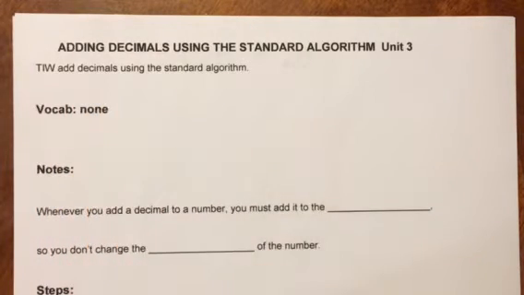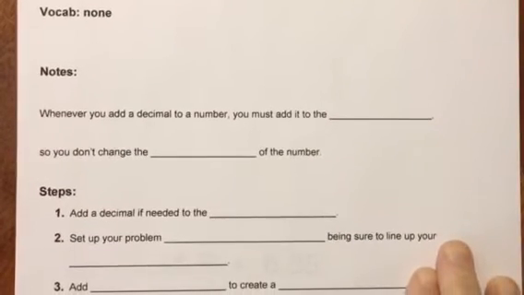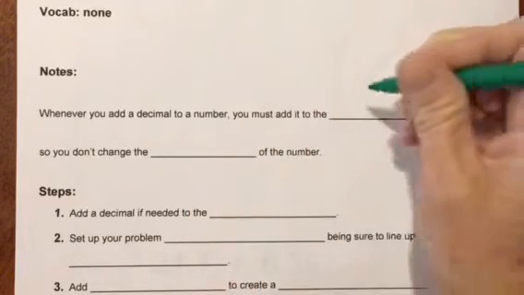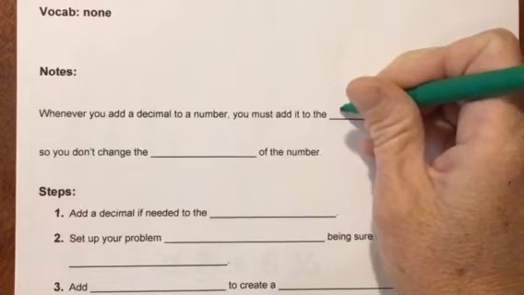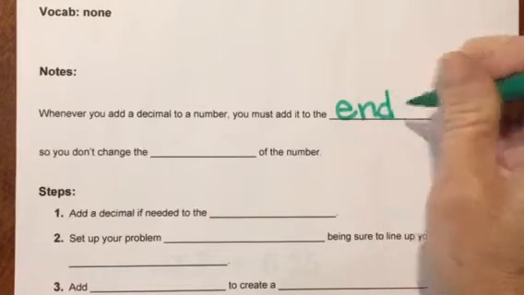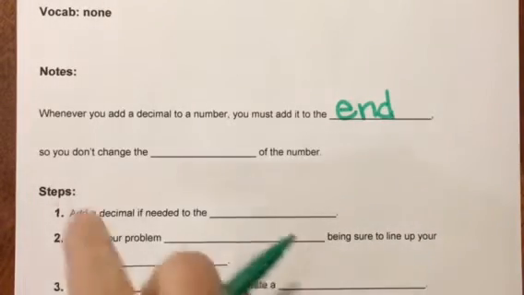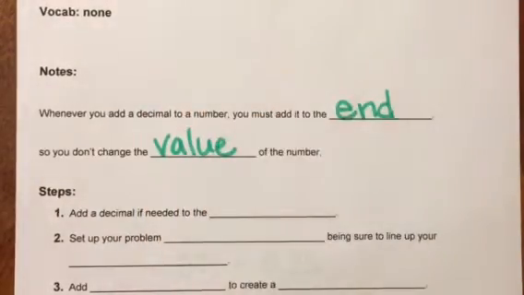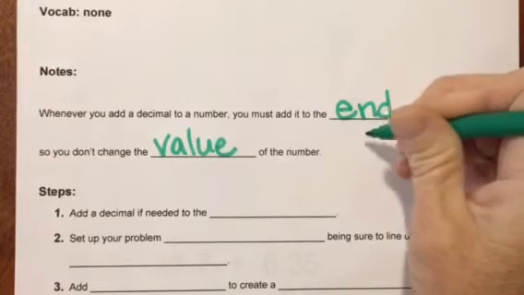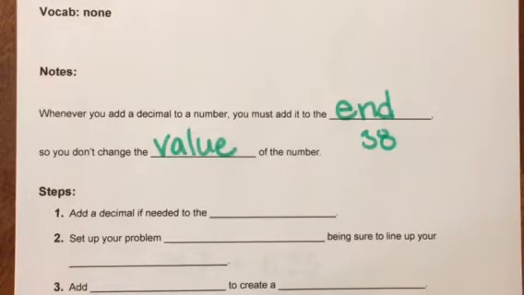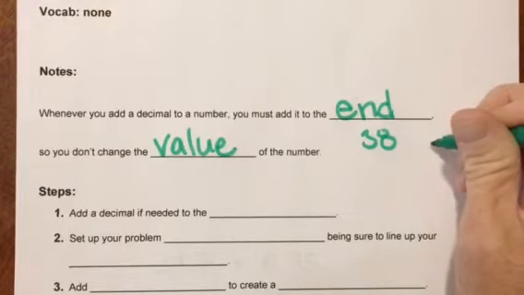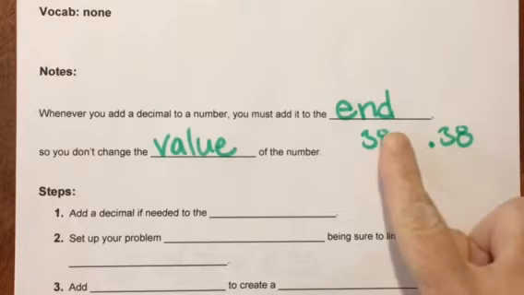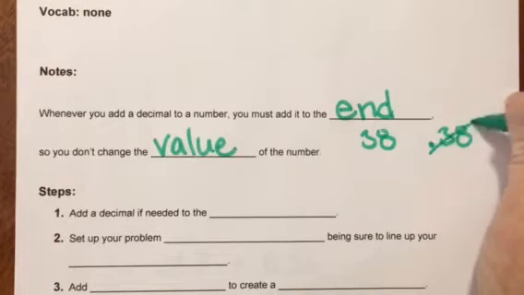We don't have any vocab now, but we do have some notes, and it's just a reminder that whenever you add a decimal to a number, you must add it to the, and hopefully you're thinking, end. We must always add it to the end so you don't change the value of the number. So remember, if I have 38 and I want to add a decimal, if I add the decimal to the front, I've completely changed the value. I've gone from a whole number to a very small number.